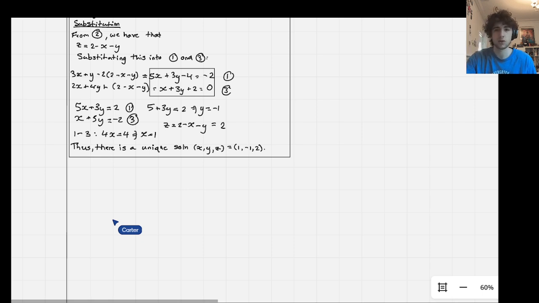It's not feasible. Definitely not feasible for a human to use substitution, but even for a computer, how do you program it to use substitution? In this case it was all nice, but there could be cases where it's not this nice, in which case the computer won't just be able to solve for z in one of the equations and substitute it into the others, right?